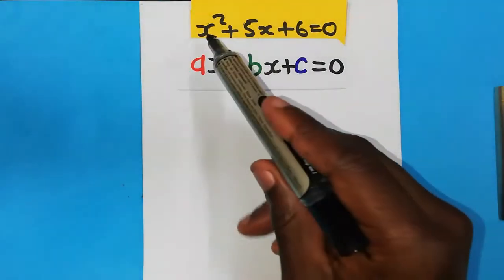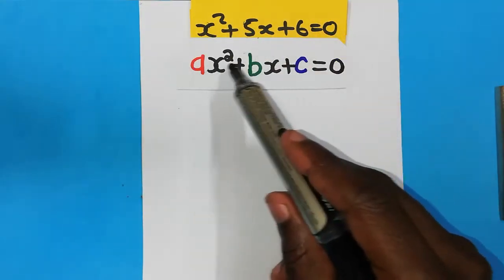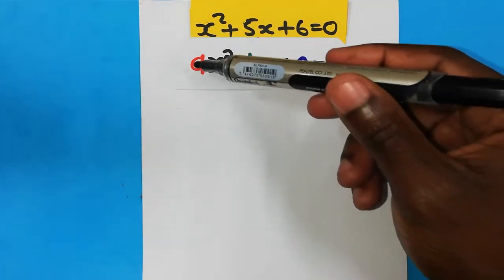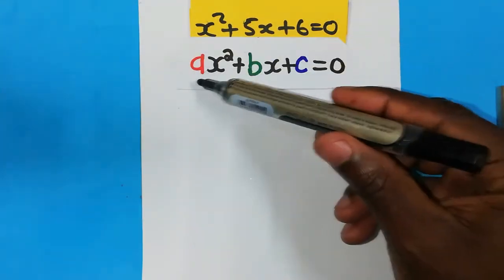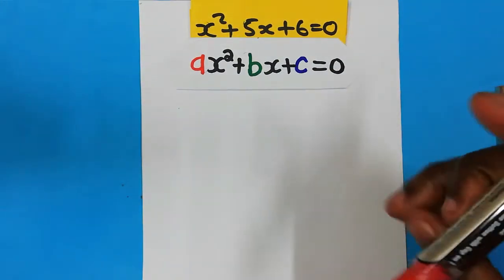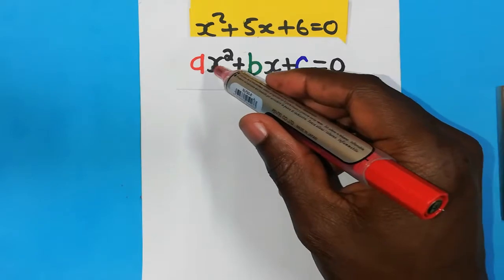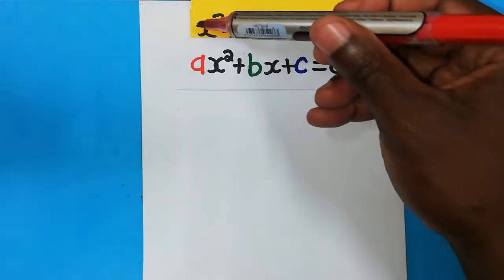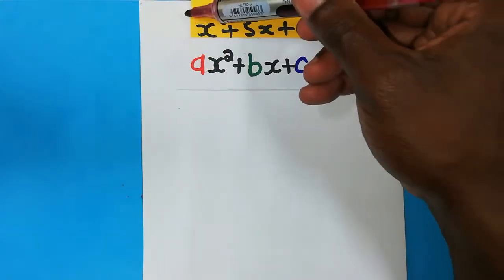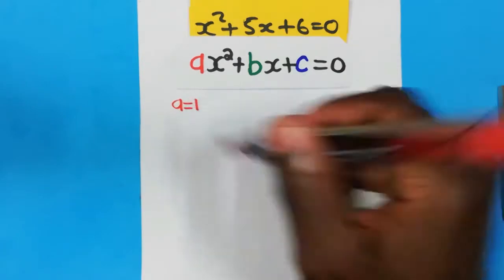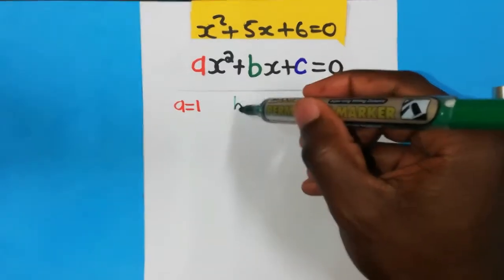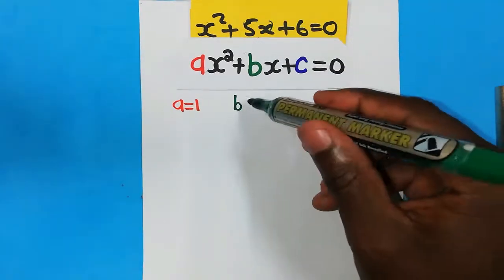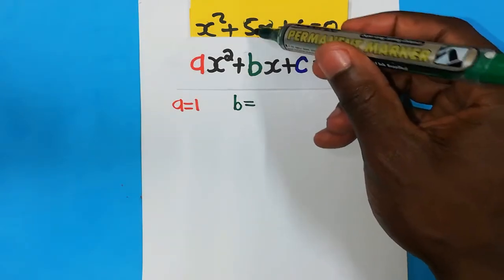Alright, ladies and gentlemen, this is the equation that we are going to solve, and this is the standard quadratic formula. The first thing that we are going to do is check the values of a, b, c. The value of a is the coefficient of x squared. The x squared in this equation has a coefficient of 1, meaning a equals 1. Then b is the coefficient of x. The coefficient of x in the equation is 5, meaning that b equals 5.